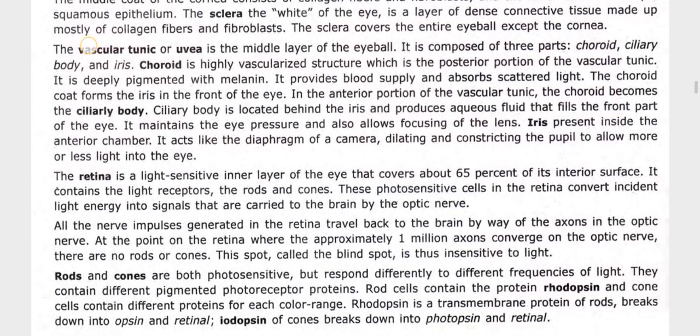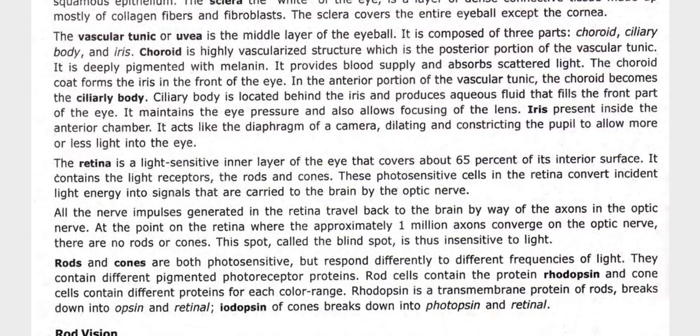The vascular tunic or uvea is the middle layer of the eyeball. It is composed of three parts: choroid, ciliary body, and iris. The choroid is a highly vascularized structure, which is the posterior portion of the vascular tunic. It is deeply pigmented with melanin. It provides blood supply and absorbs scattered light.